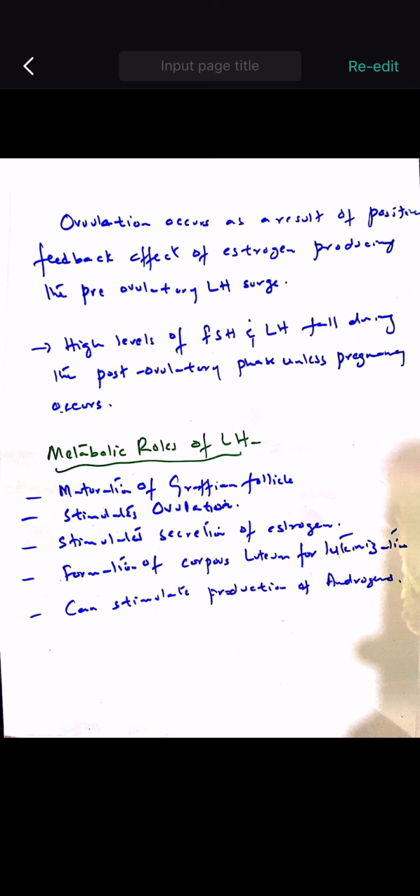The metabolic roles of luteinizing hormone: there is maturation of the Graafian follicle, it stimulates ovulation, it stimulates secretion of estrogen, there is formation of the corpus luteum by luteinization, and it can also stimulate production of androgens.